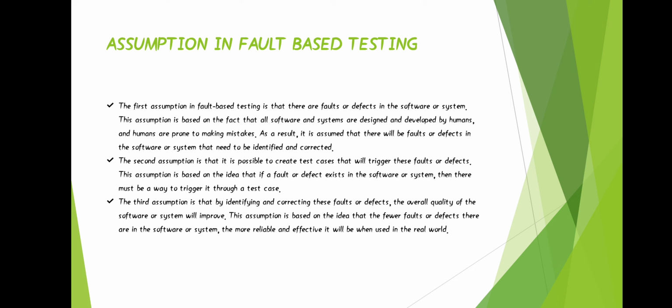Now let's look at the assumptions in fault-based testing. The first assumption is that there are faults or defects in the software or system. This assumption is based on the fact that all software and systems are designed and developed by humans, and humans are prone to making mistakes. As a result, it is assumed that there will be faults or defects in the software or system that need to be identified and corrected.